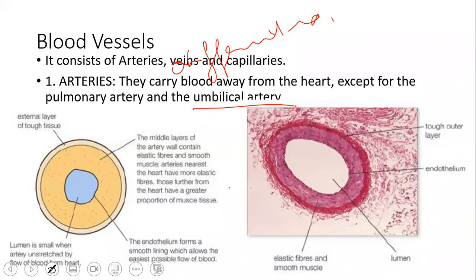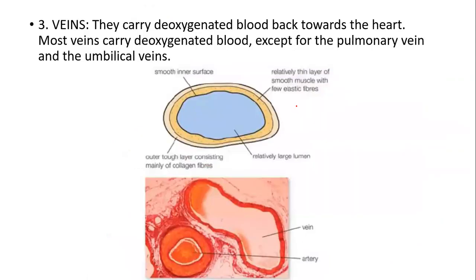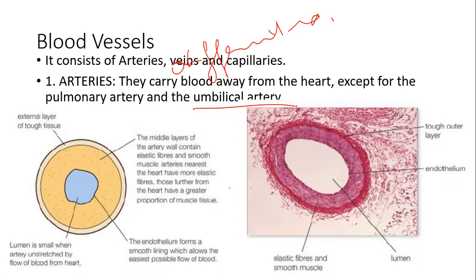After the artery, we have the vein. The vein carries blood towards the heart, deoxygenated blood towards the heart. Two exceptions again: the pulmonary vein and the umbilical vein. The umbilical vein carries oxygenated blood from the mother to the fetus.